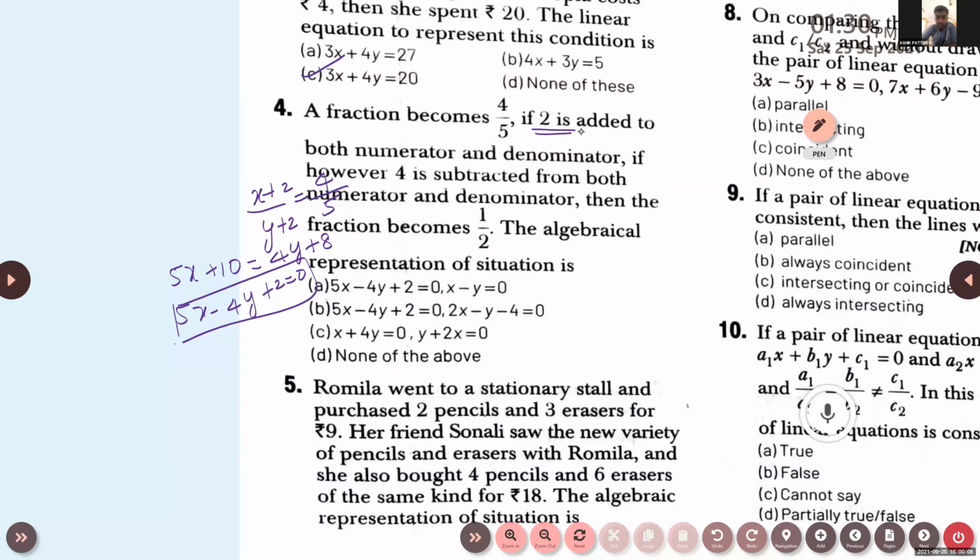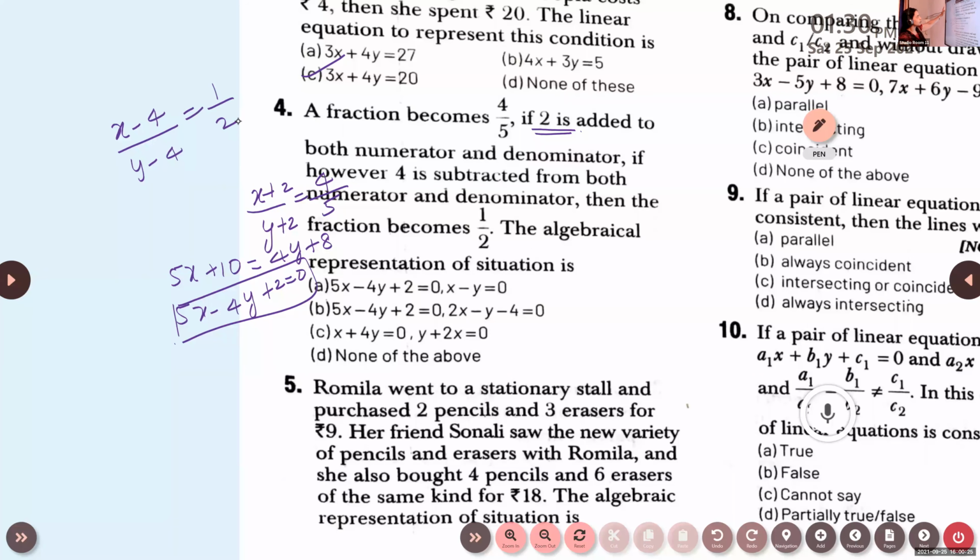Now look at the second one. If 4 is subtracted from both the numerator and denominator, okay, so x minus 4 by y minus 4, we will get 1/2. Okay, children, what I'm writing on the board, is it clear?